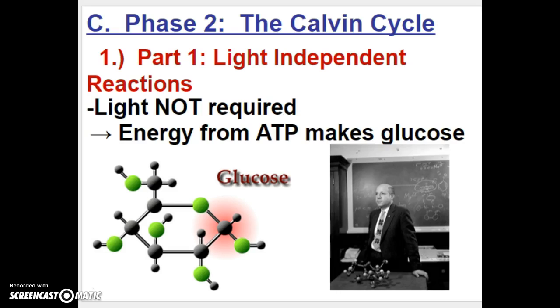Now, phase 2 of photosynthesis is what we call the Calvin cycle. Part 1 is light-independent reactions. Why? Because we don't need light from here. So the ATP that we just made in phase 1 is now going to be used to make glucose, or the sugar that plants use for food.